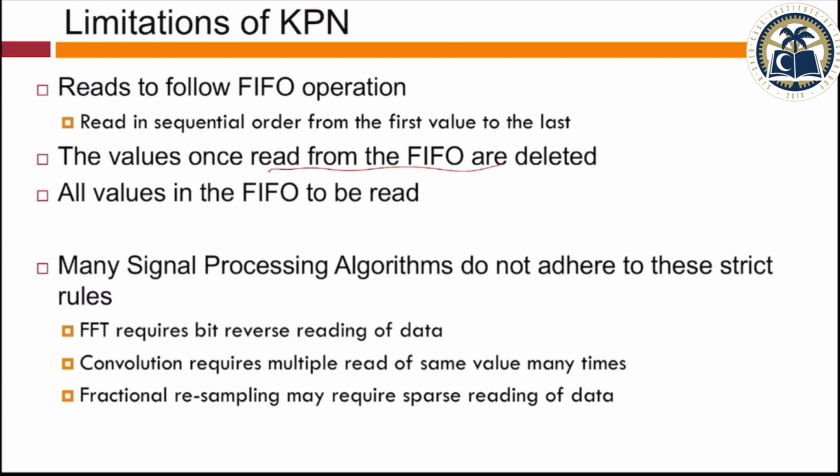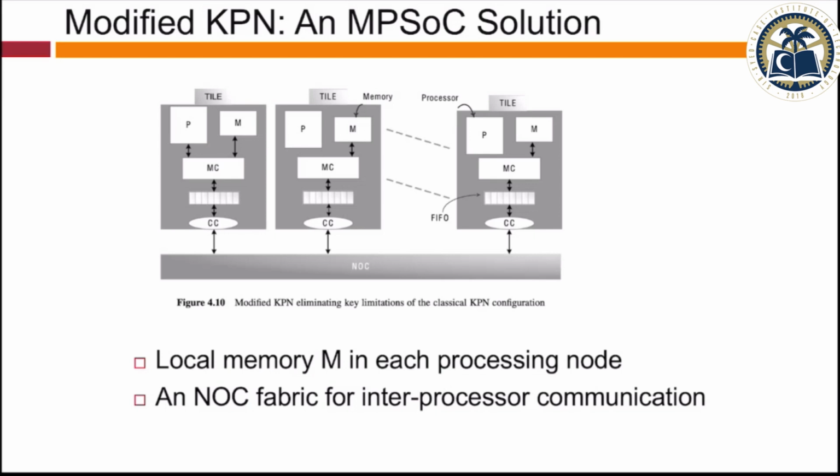But then sometimes you are not reading as first in, first out in many applications. For example, FFT has bit reverse addressing. You read this value, then this value, then this value, which means that a typical FIFO operation will not work. You have to copy it somewhere and then run the algorithm, so you are basically making a copy from one memory to another memory, wasting memory.